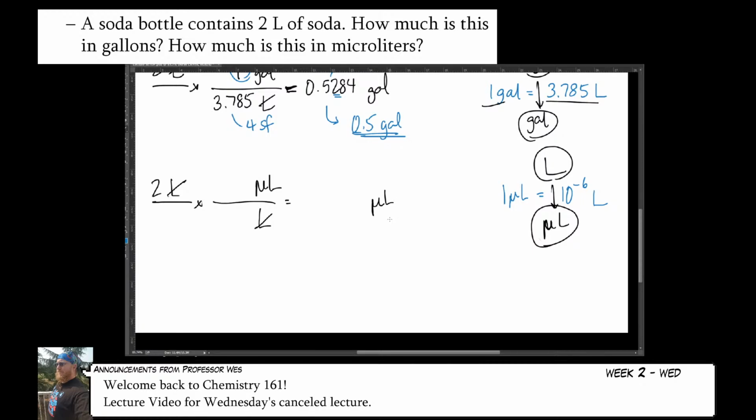Now that we've got everything set up, we can run the numbers. 1 microliter, 10 to the minus 6 liters. Punching it into the calculator, I don't actually need to do this one. We'll get a giant number. Remember that metric to metric is exact, so my answer should have 1 sig fig, based on the number that I started with.